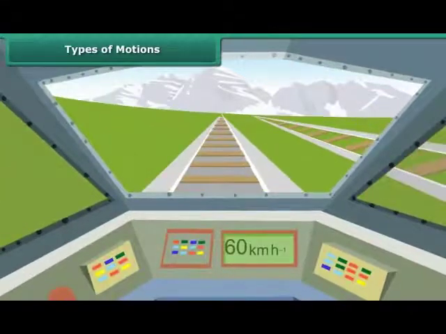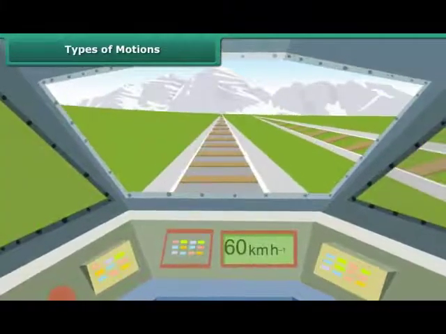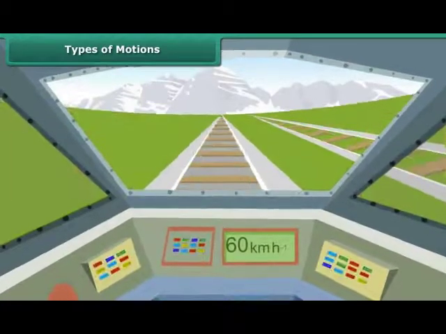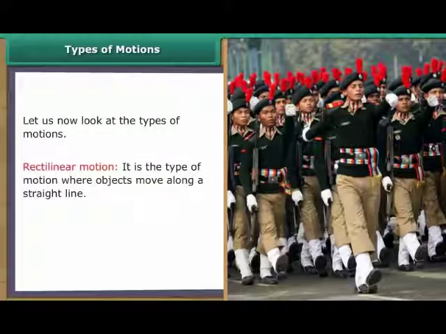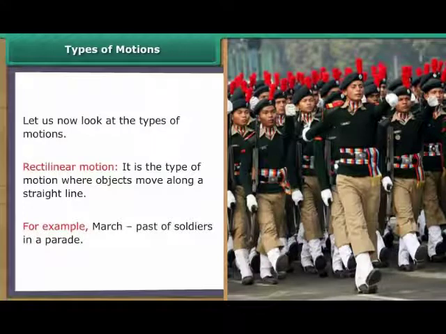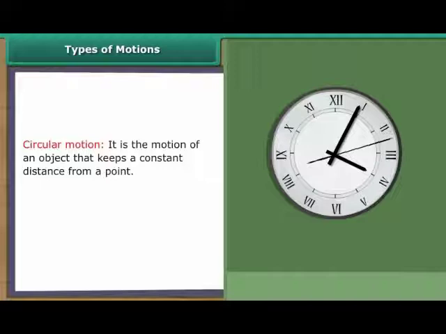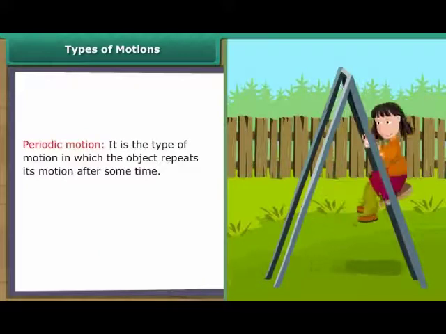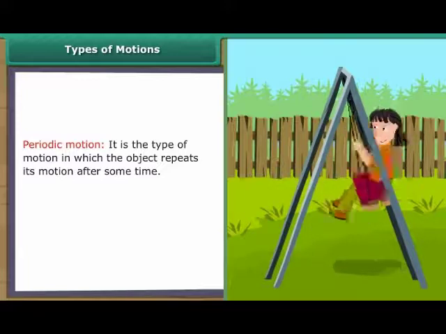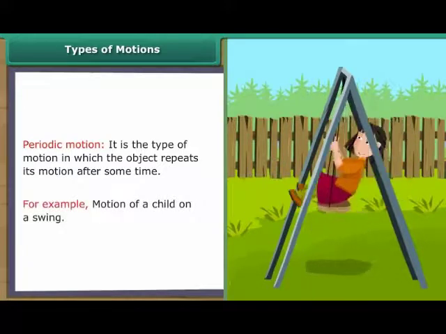Types of motions. As you know, motion is the change in position of an object with time. The change in its position can be determined through distance measurements. Let us look at the types of motions. Rectilinear motion. It is the type of motion in which objects move along a straight line. For example, march past of soldiers in a parade. Circular motion. It is the motion of an object that keeps a constant distance from a point. For example, hands of a clock. Periodic motion. It is the type of motion in which the object repeats its motion after some time. For example, motion of a child on a swing.